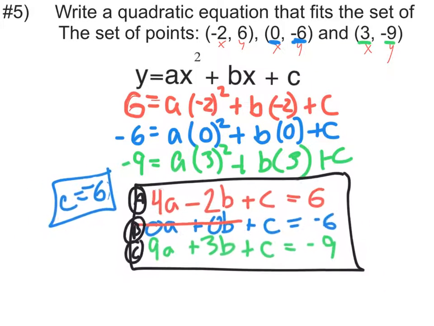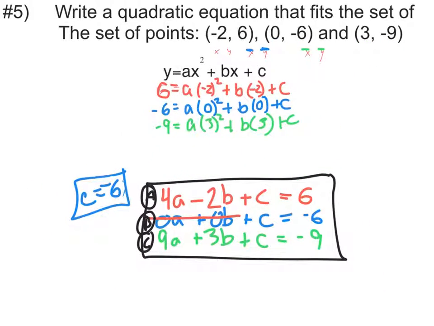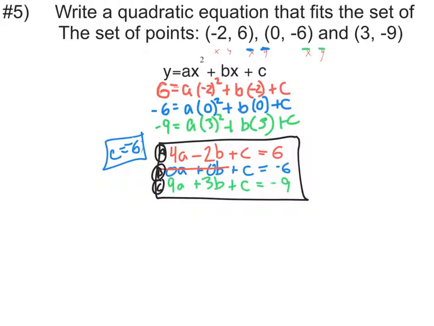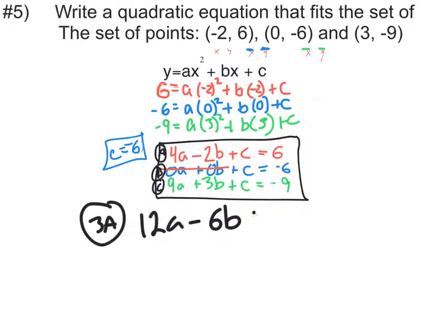So I'm going to cancel out B's. How am I going to do that? Multiply the A by what? So we're going to write 3A, and that'll be 12A minus 6B plus 3C equals 18.